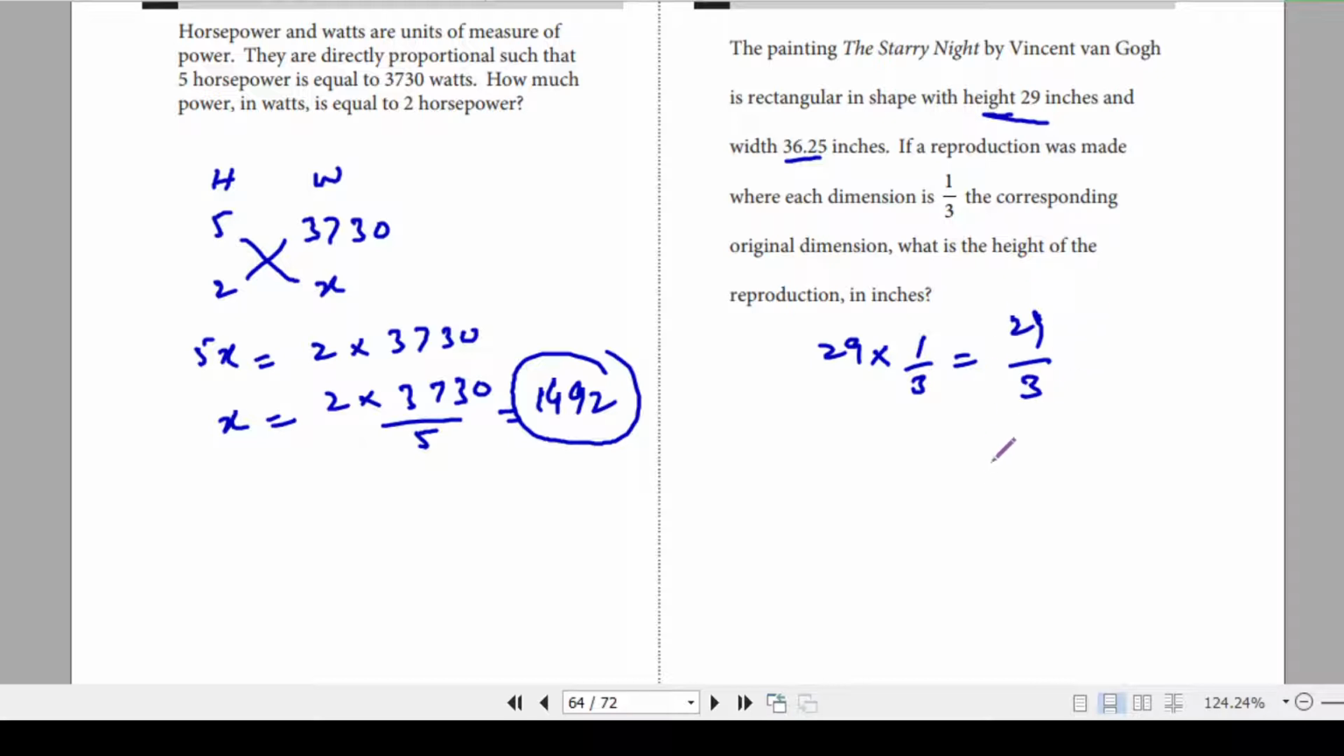That's your answer. You can convert it into decimal first. It's the best answer. 29 divided by 3 will be 9.666 or 9.67. Okay. But this is the best answer: 29 over 3.